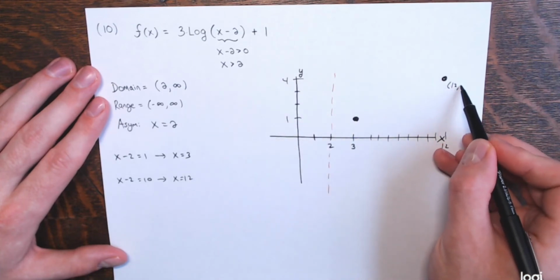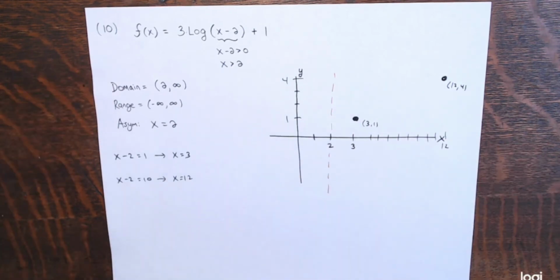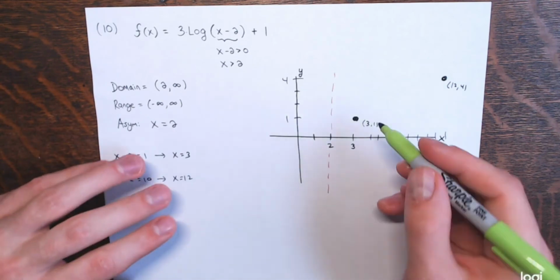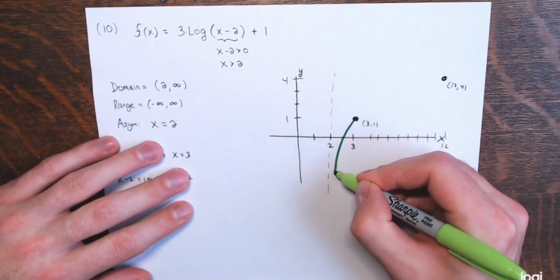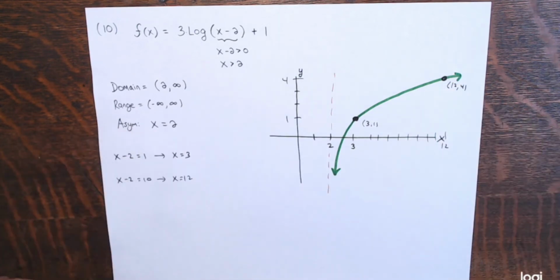I'll label this one (12, 4). That should be on the graph, right? Here's (3, 1), (12, 4). And you can plot other points if you wish. But again, we have a clearly increasing function that has x equals 2 as a vertical asymptote. And there's the rough sketch of that graph, which is all we're asked to make. And again, if you want to go to Desmos and check it out, be my guest.